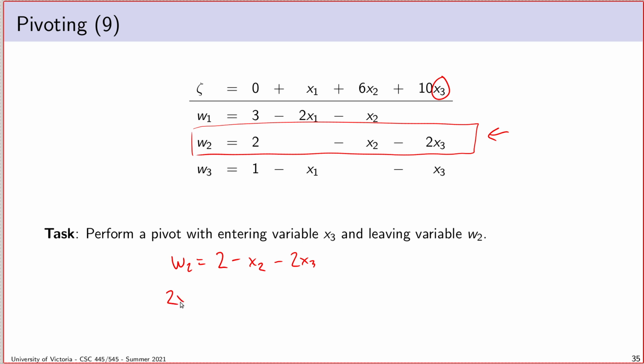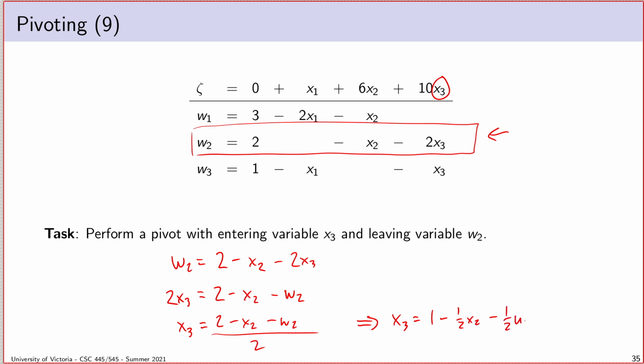So w2 equals 2 minus x2 minus 2x3. And that tells me if I move x3 over to the left and w2 to the right, 2x3 equals 2 minus x2 minus w2. And if I just want to solve that for x3, I'm going to divide the whole thing by 2 first. So 2 minus x2 minus w2 all over 2, and then that finally implies, just to clean this up, x3 equals 1 minus 1/2 x2 minus 1/2 w2.